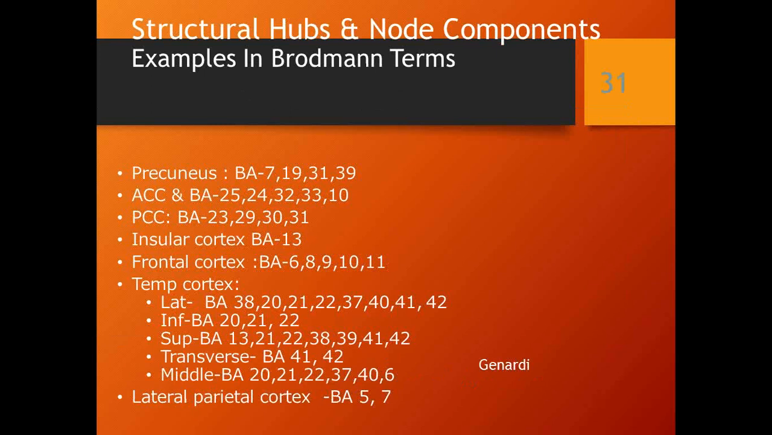Here's one way of looking at some of these hubs or nodes. Rather than looking at it that way, we could look at it in terms of Brodmann areas. A little more comforting because they're big and they're easy, and you can actually locate them with a Loreta or even with your sensor to some degree. So we look at the precuneus, and you can see the Brodmann areas associated with the precuneus network.